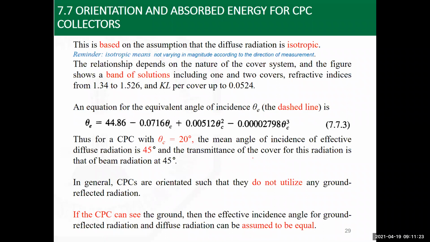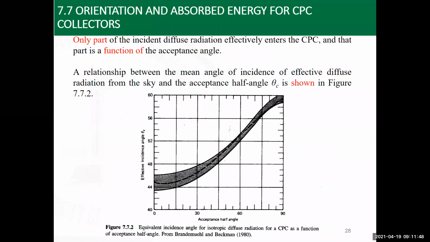So this is based on the assumption that diffuse radiation is isotropic. What does isotropic mean? Again, to remind you, isotropic means a property which is not changing as the direction of the measurement changes. The relationship between them depends on the nature of the cover system. The figure showed a band of solutions, not a single one, but actually there's a range for each value of the acceptance angle so that you can get the effective incident angle.